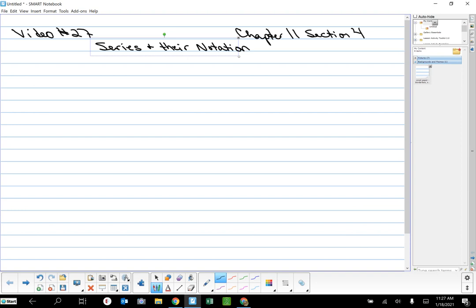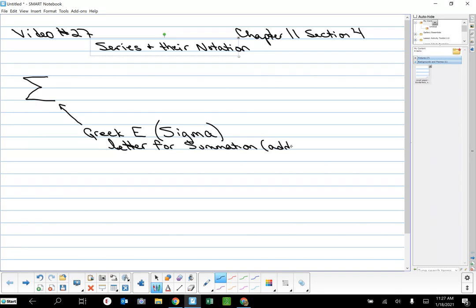All right, so the first thing is that you're going to see these have a big giant Greek E. So this is a capital E in the Greek alphabet, and it's called a sigma, and it is the Greek letter for summation. And summation means add, right? Sum everything up. So what you're going to see is some notation around it.